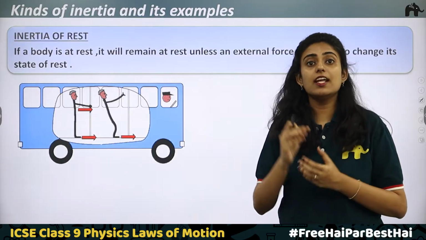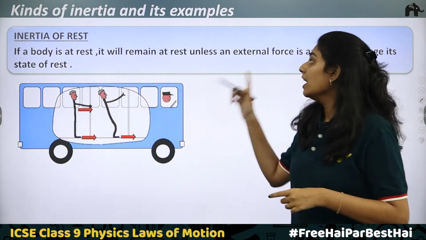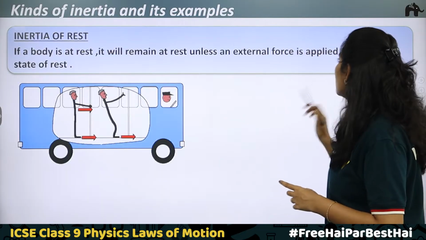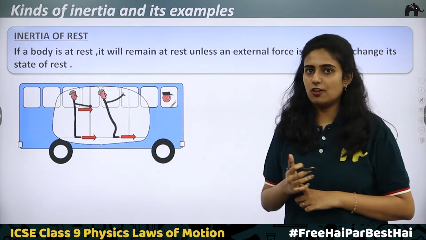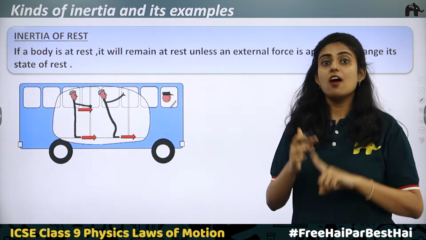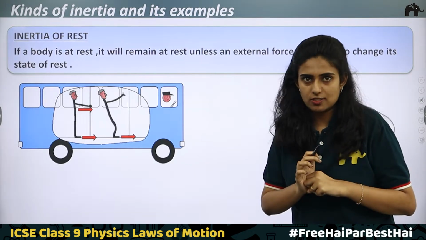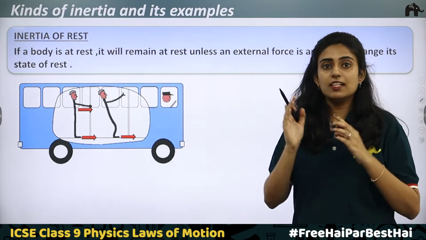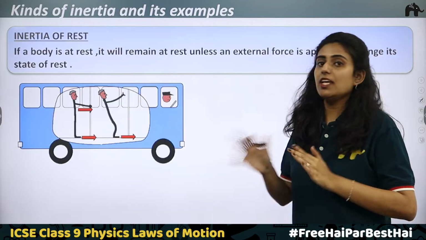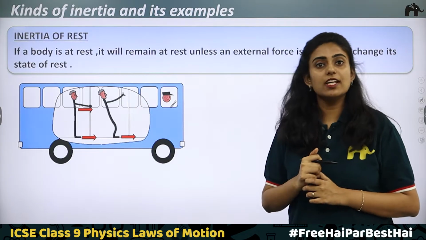Inertia of rest is the tendency of a body to remain in its state of rest. If a body is at rest, it will remain at rest unless an external force is applied to change its state of rest. We have studied Newton's first law of motion. A body remains in a state of rest or uniform motion unless an external force is applied on it. So here, with this inertia of rest, the body will remain at rest. Okay. Now let us see what are the examples for inertia of rest.